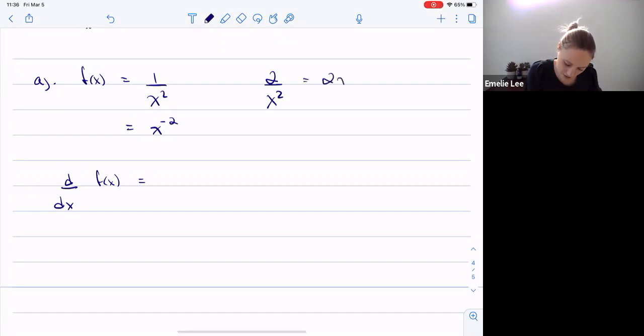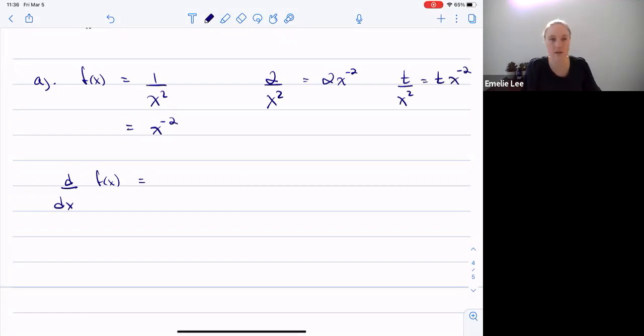This would be the same as 2x to the negative 2. Or even if you had t over x squared, that becomes t x to the negative 2. Awesome. So you can just bring it up to the same playing field by negating that power.